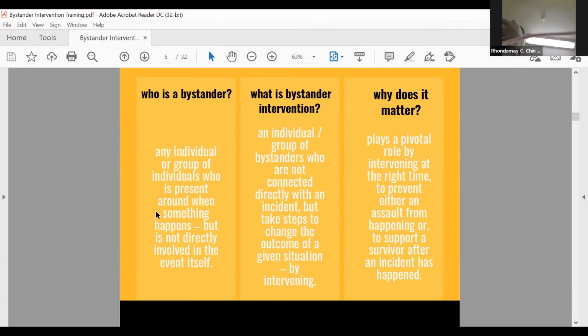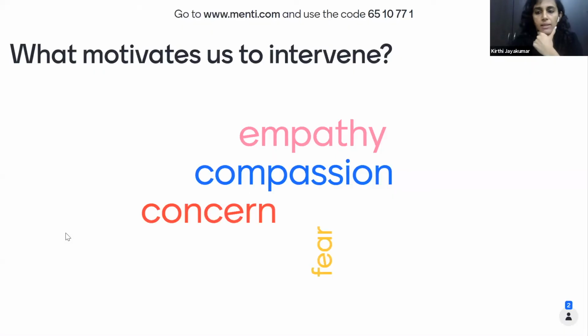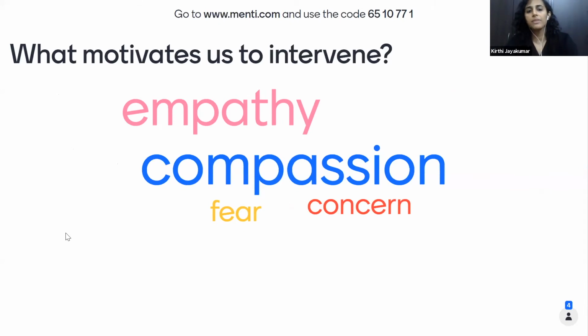So what I'd like you to do at this moment is to step into Mentimeter, where we're going to look at a question that I have in mind. What motivates us to intervene? I already see a few answers coming in, but let's see what the others have to share. What motivates us to intervene in a situation? We have empathy, compassion, concern, fear. Empathy and compassion seem to be on the big draw. A lot of people seem to be driven by these motivations to intervene.